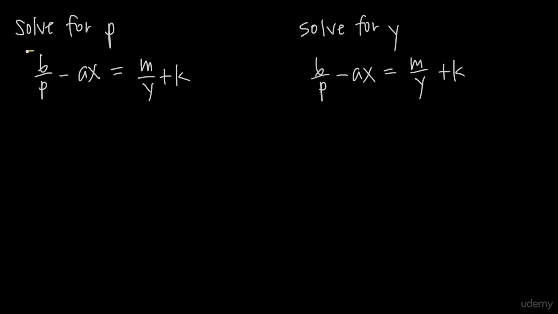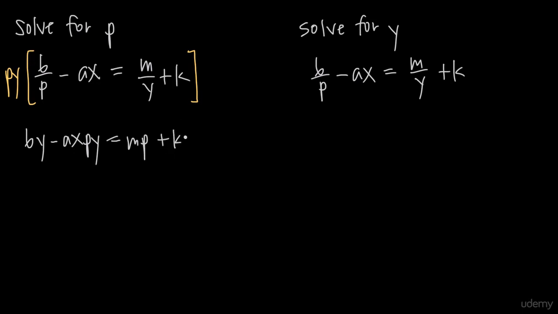So what we want to do is multiply through the entire equation by py, and when we do that, we'll distribute this py across every term on both the left and the right hand sides. So py times 6 over p, the p's will cancel because we have one in the numerator and one in the denominator, and we'll be left with only 6y. Then we're going to say minus axpy is equal to, here we have m over y times py. The y's will cancel because we have one in the numerator and one in the denominator, leaving us with only mp. And then when we multiply py by k, we'll get plus kpy.